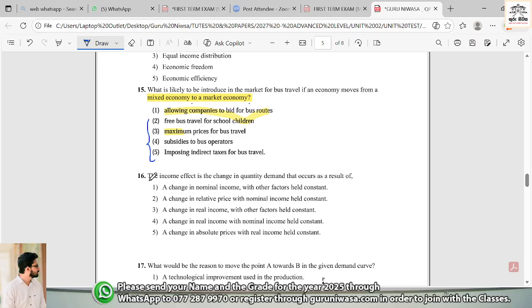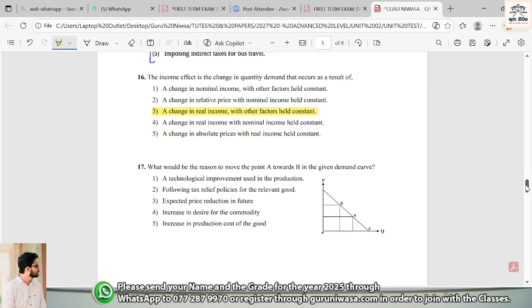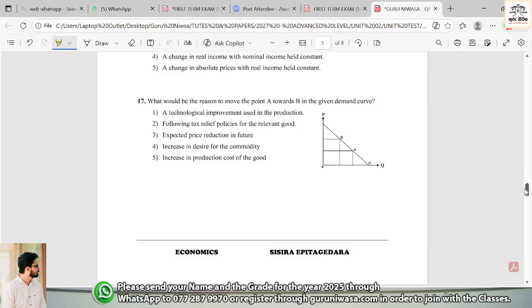I think it's clear. The 16th answer is the third one. If you have any doubt, let me know. I'm not going to explain it. This is simple. It's talking about the income effect. The 17th one, I need to discuss. I think Sanuli's answer is wrong. 17th, yes. Dipna, your answer?